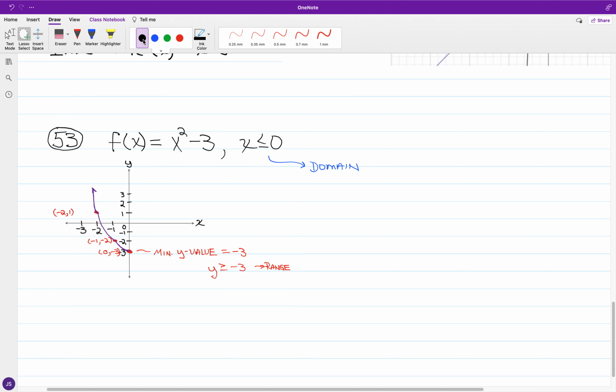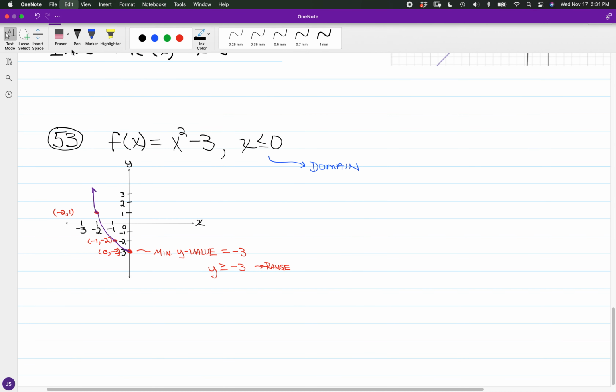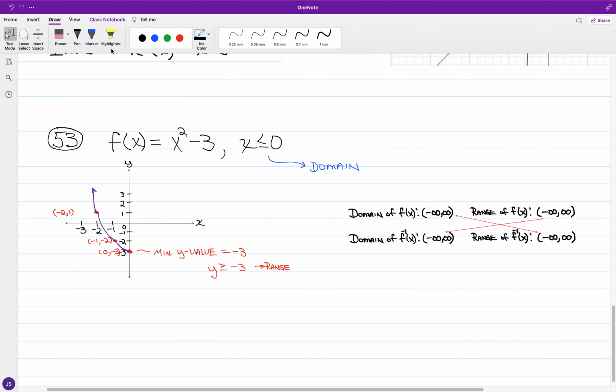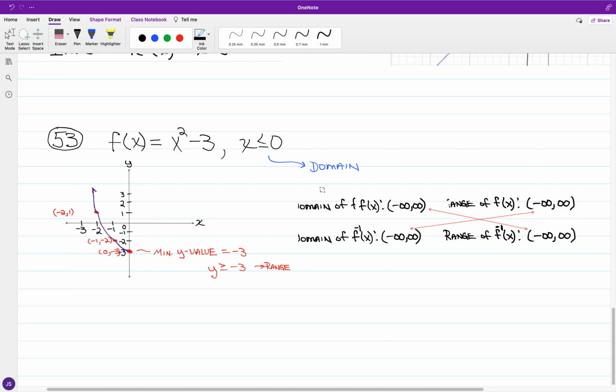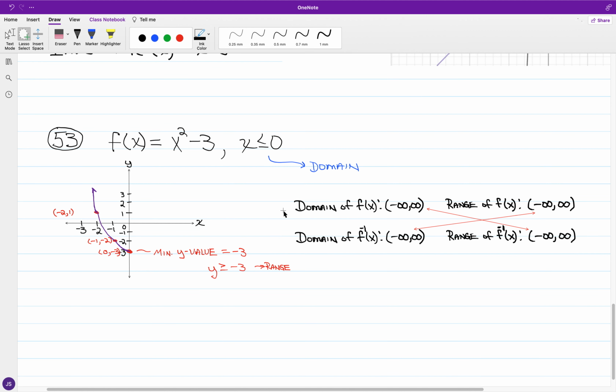Just some things to mention: in this particular setup, that's when we had the reconfiguring of the domains and the ranges, so we're not going to have all real numbers throughout. So we have f of x equals x squared minus 3, whereupon x is less than or equal to 0.